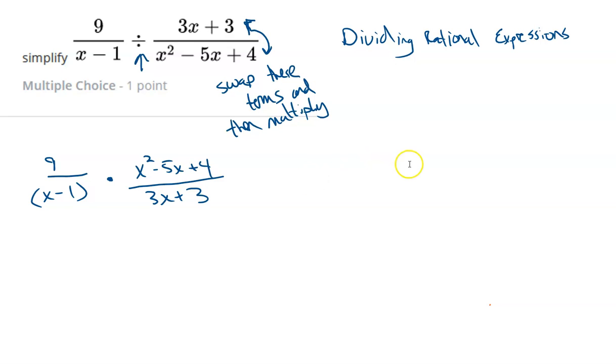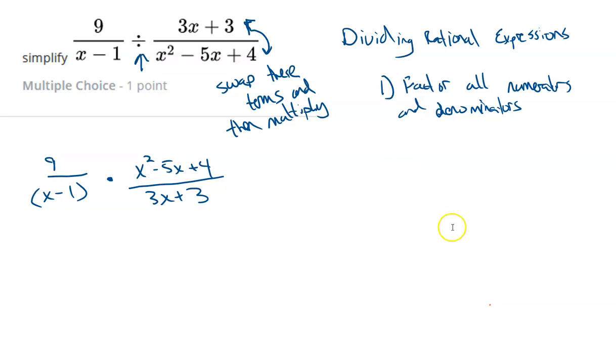All right, the next thing is I need to factor all numerators and denominators. So I need to factor all the numerators and denominators, and let's see which ones factor out of this group. This 9 does not factor, so I just bring it down as 9 over, and x minus 1 doesn't factor either. There's nothing you can pull out of that term.